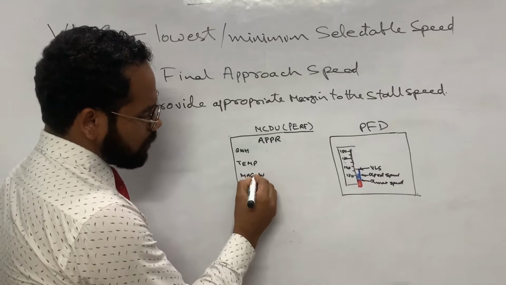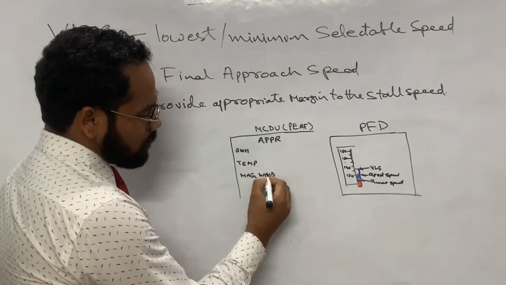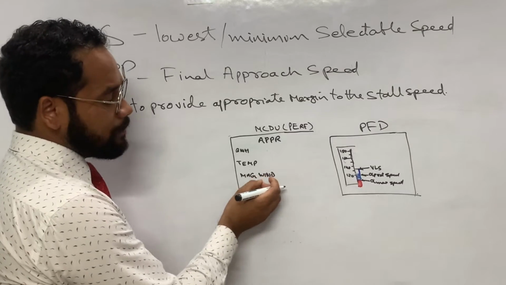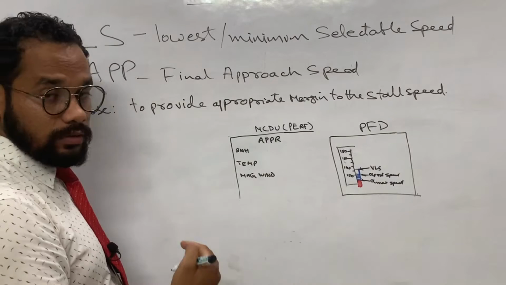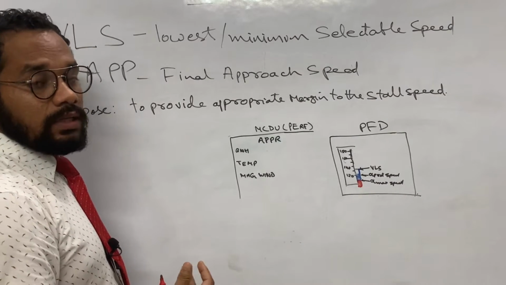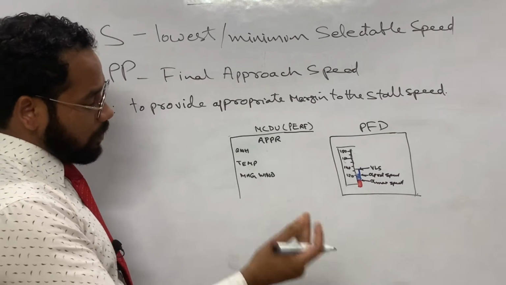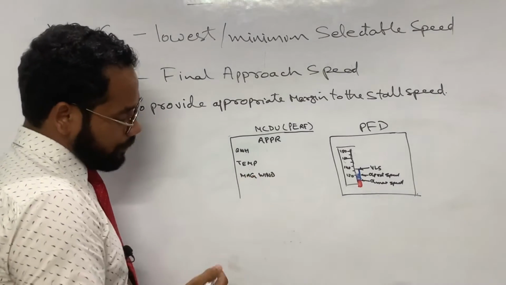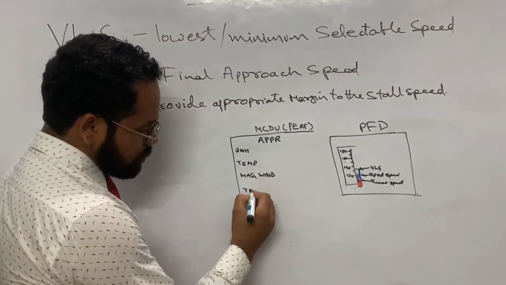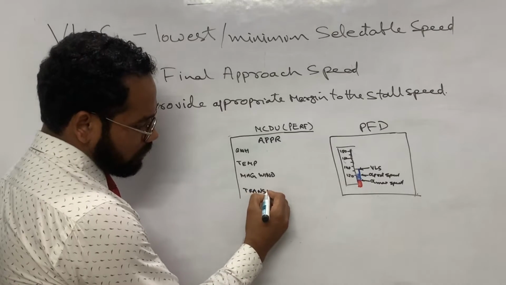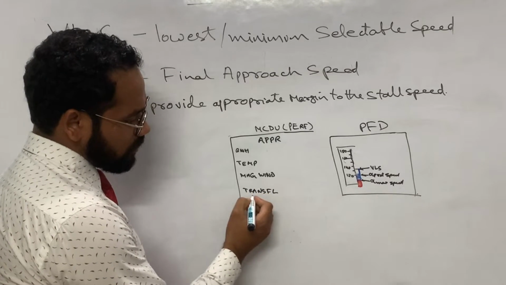Okay, so this is the magnetic wind field, where you have to enter the data related to the wind reported by the tower. Whatever information the pilot gets from the tower about the wind is entered in this field. Next we have the transition flight level. Whatever the transition flight level is will be written here.